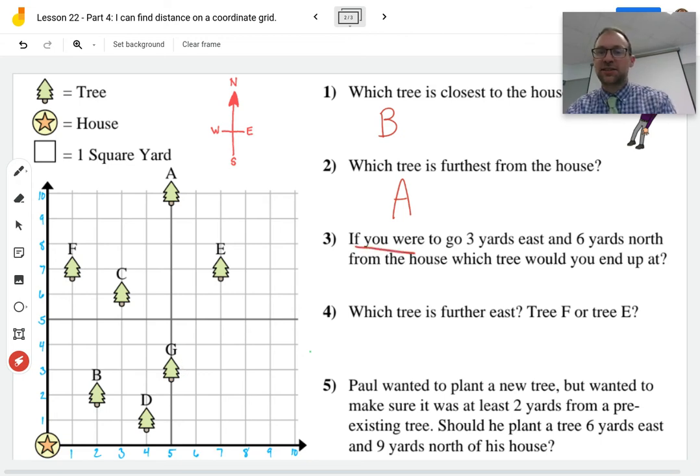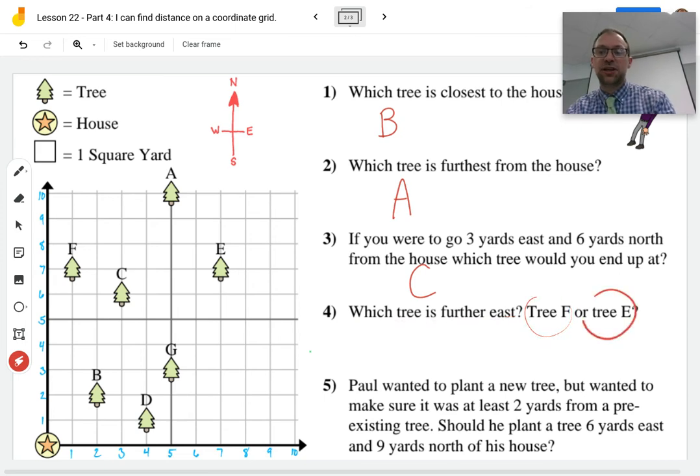So when this question asks to go 3 yards east, what it means is starting at the house, go 1, 2, 3 yards east, go to the right 3. And then when it says go 6 yards north, then you go 1, 2, 3, 4, 5, 6. So the answer to the question, which tree would you end up at, is C. You end up at tree C. Does that make sense?